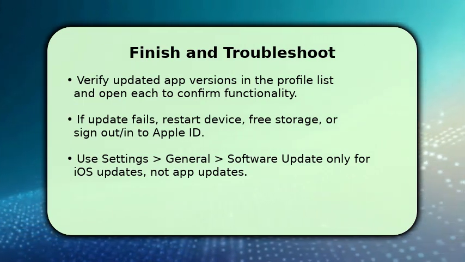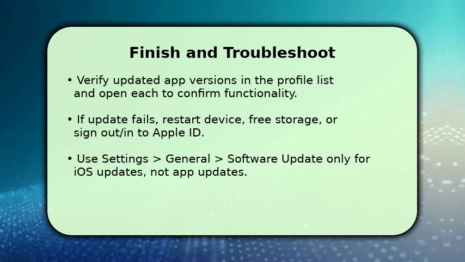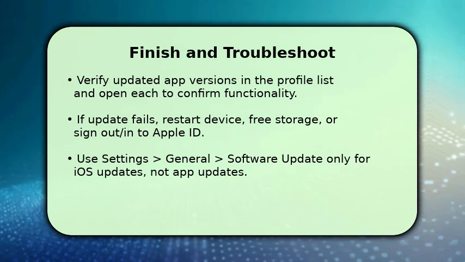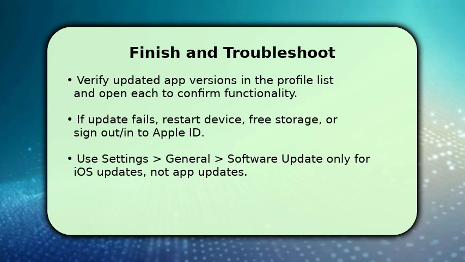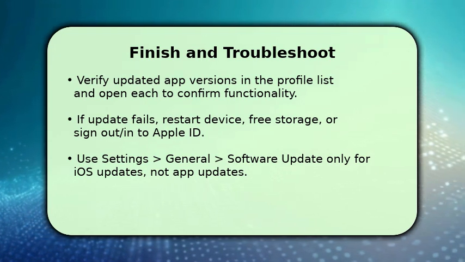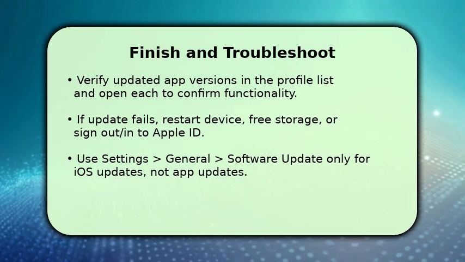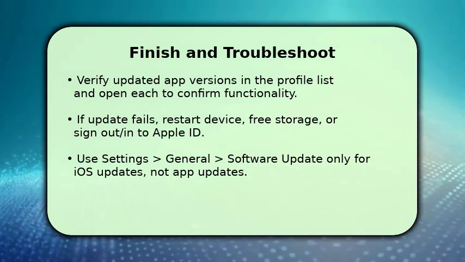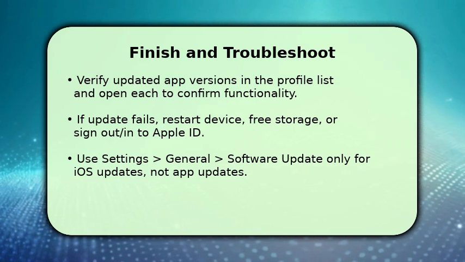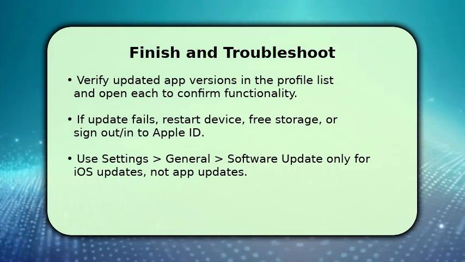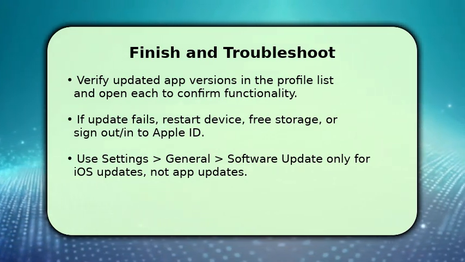If an update fails, restart your device first, then free up storage or sign out and back into your Apple ID to refresh permissions. Make sure you distinguish app updates from iOS updates. Go to Settings, General, Software Update only for system updates. If problems persist, contacting Apple support may reveal server or account issues that need resolution.